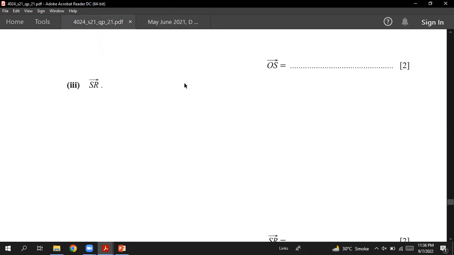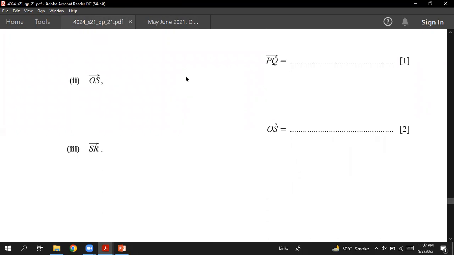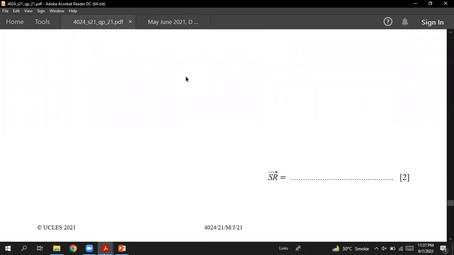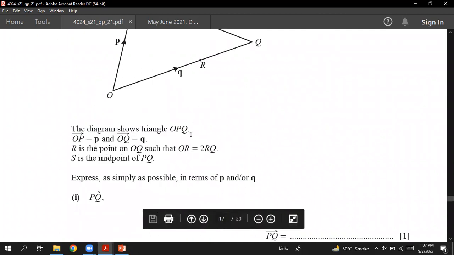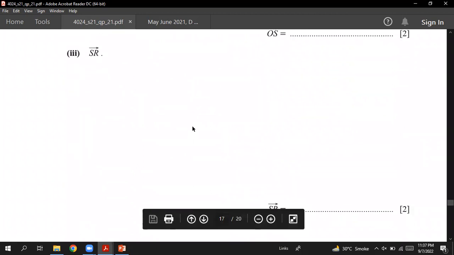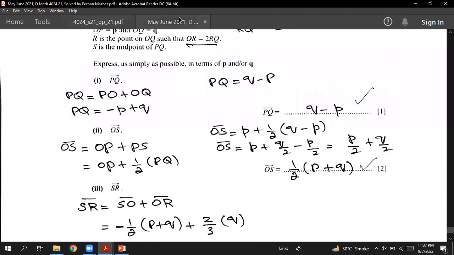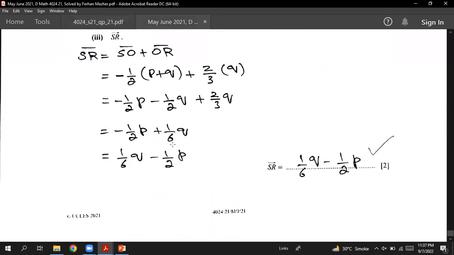In the next part, they ask us to find SR, from S to R. They want to go from S to R. So you can go from S to Q, Q to R, or you can go from S to P, P to O, and O to R. Whatever method you like, you can adopt. SR is a 2 marks question. So let me show you how I have done this.